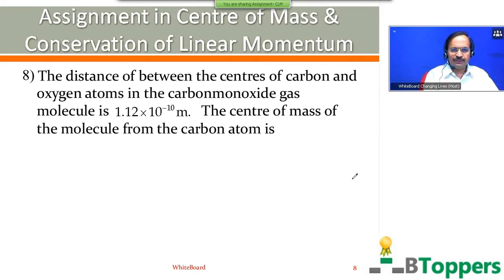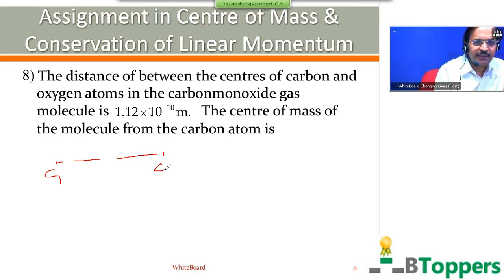The distance between centers of carbon and oxygen atoms in the carbon monoxide gas molecule is 1.12 into 10 power minus 10 meters. The center of mass of the molecule from the center of the carbon atom. Let C1 be the center of mass of the carbon atom, C2 be the center of mass of the oxygen atom. Let M1 be the mass of the carbon atom, M2 be the mass of the oxygen atom.